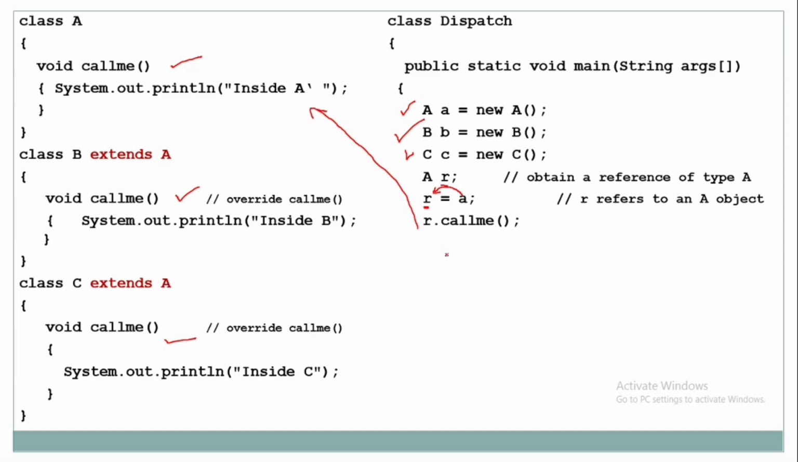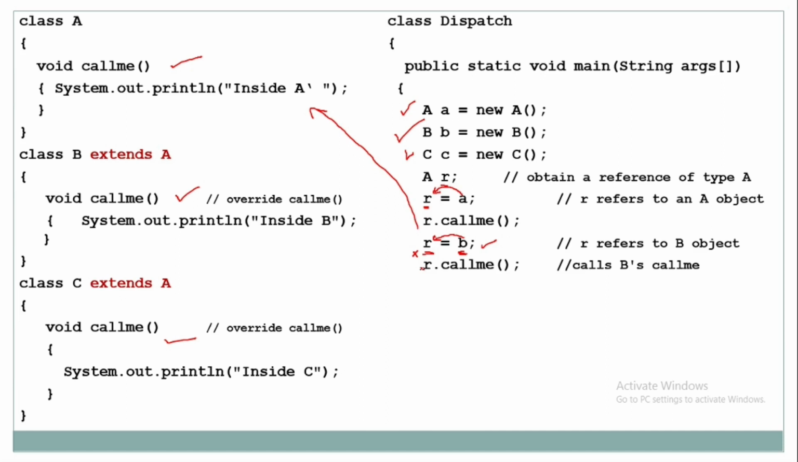Now to understand more clearly, look at this. r equals b, which means the object b is assigned to a superclass reference variable here. Here r is a superclass reference variable and object b is assigned to it. Now when I call r.callMe, the call depends upon the type of the object, not the superclass variable.